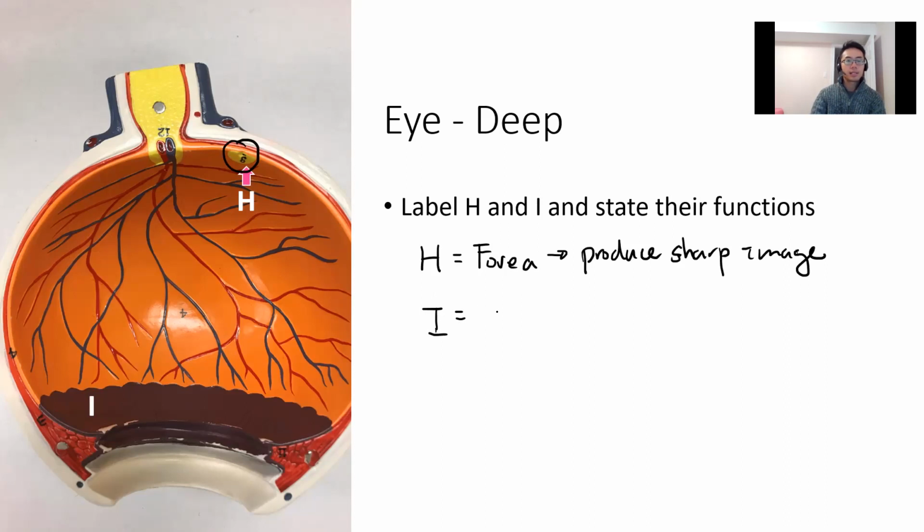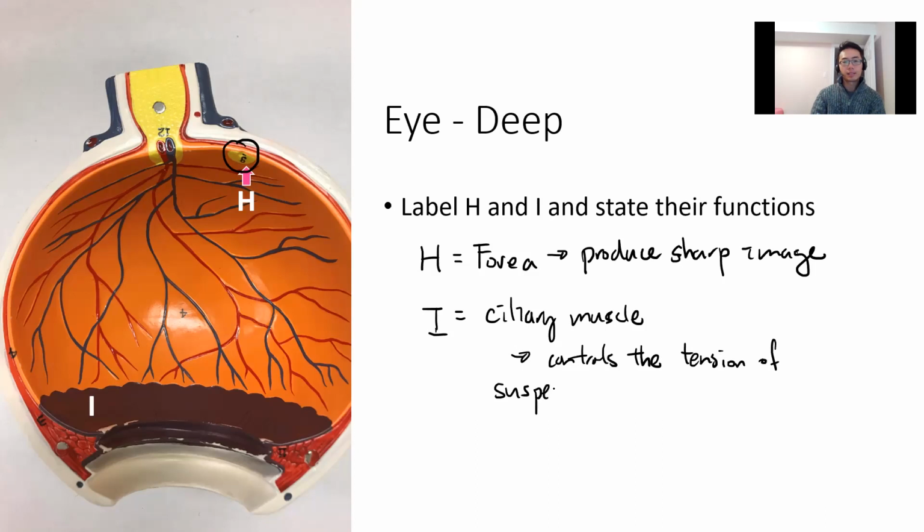This is the ciliary muscle, right? Which controls the tightness. We say tension, okay? The tension of the suspensory ligament. Which in turn, of course, affects the thickness of the lens. To look far away, we want it to be a thin lens. To look close by, reading a book, we want it to be a thicker lens.